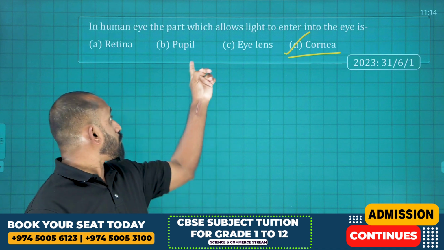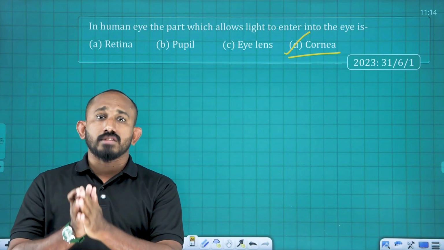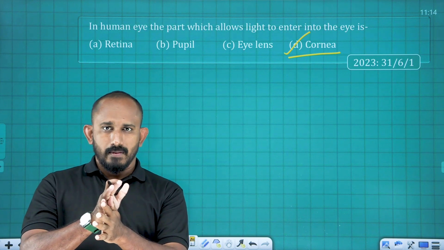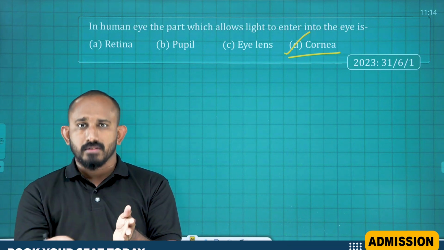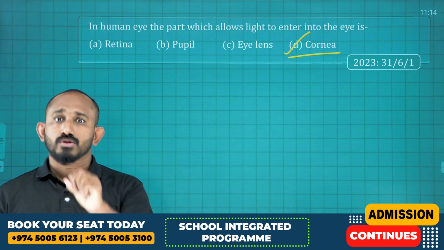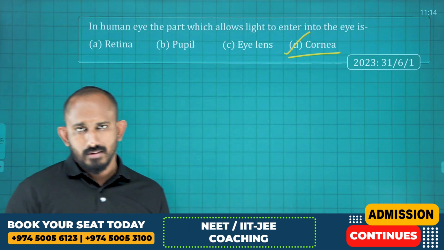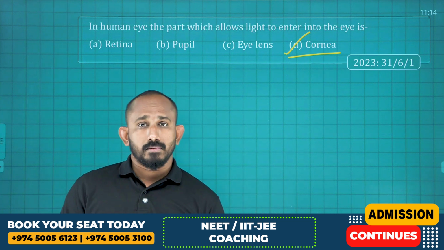Okay. So between pupil and cornea, there is only a slight difference. Cornea is the first membrane which allows the light to enter the eye, the whole eyeball. So the first part is the cornea. Now, the pupil controls the amount of light passing through the lens. So after the cornea, behind the cornea only, we get the iris and pupil.